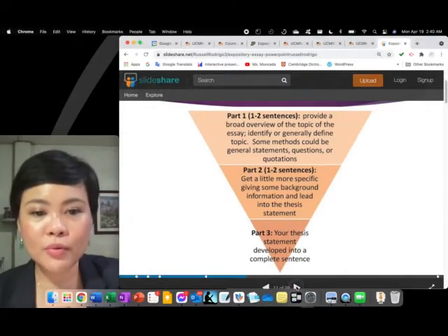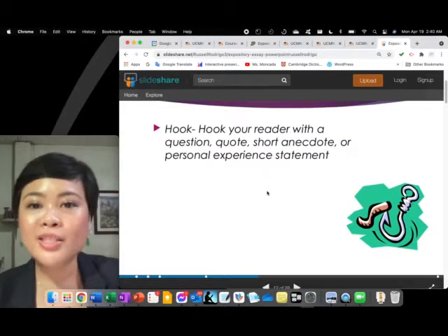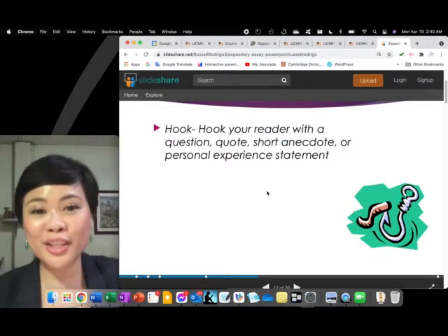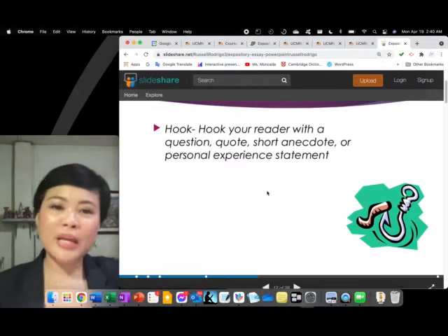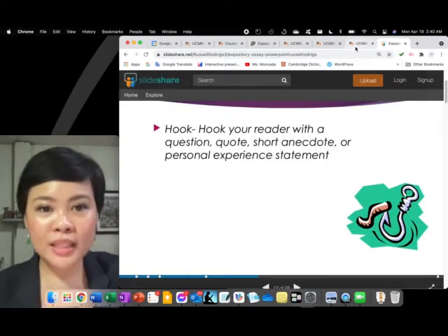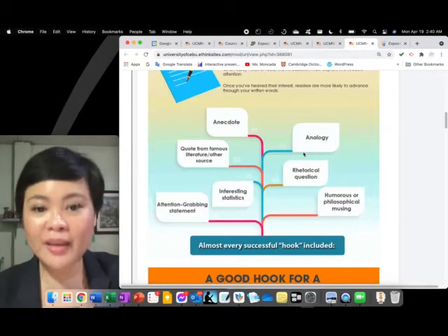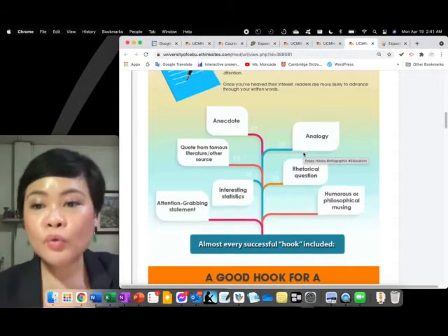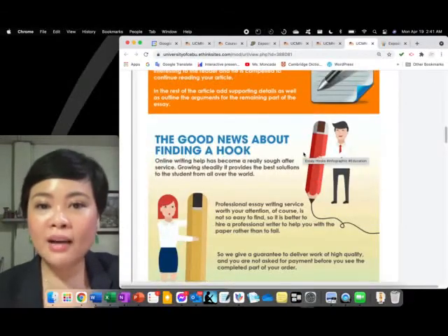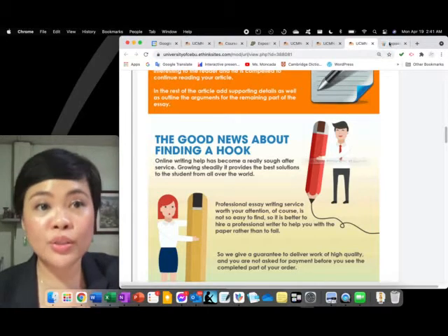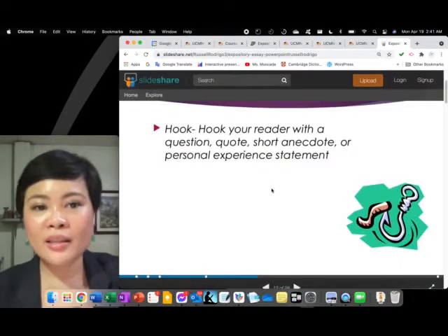All right, so moving forward, let's talk about the hook. I already mentioned the hook earlier, actually, so I don't need to show this again, but let's just take a peek, okay? Just go over this infographic so you will have a better idea about how to use hooks in an essay, all right? You need that especially in the first part of the essay, okay?